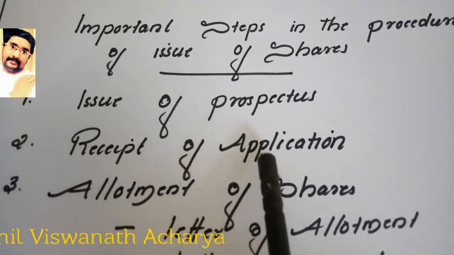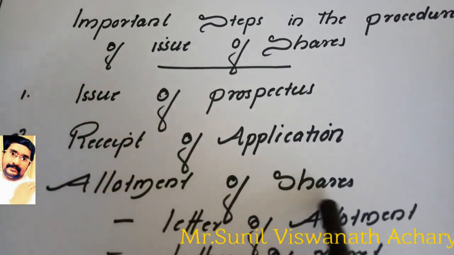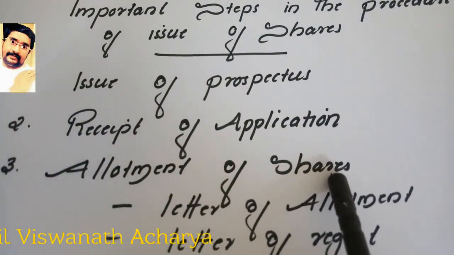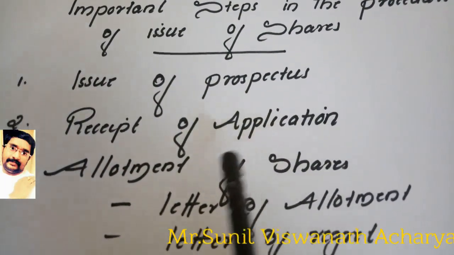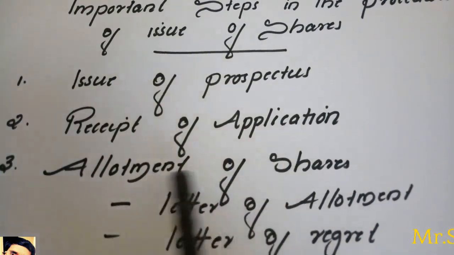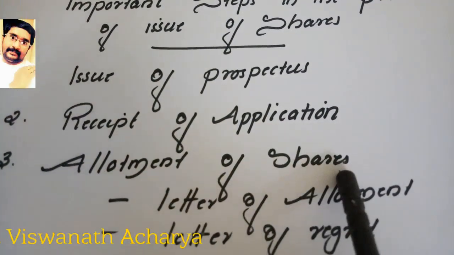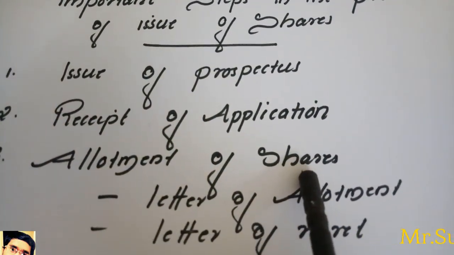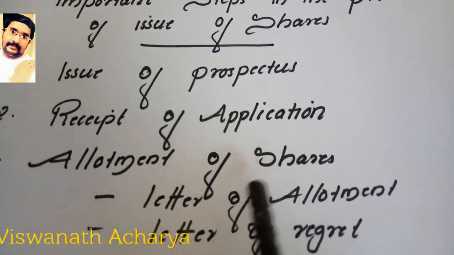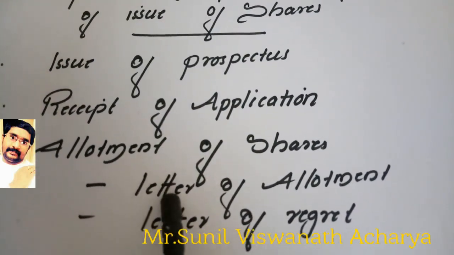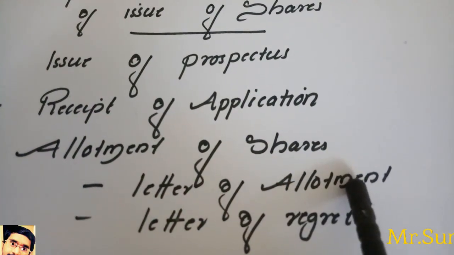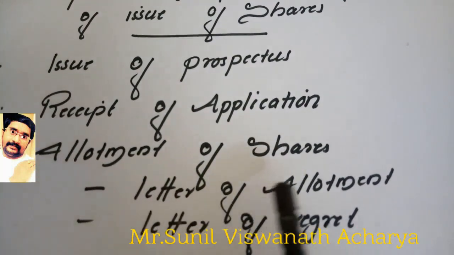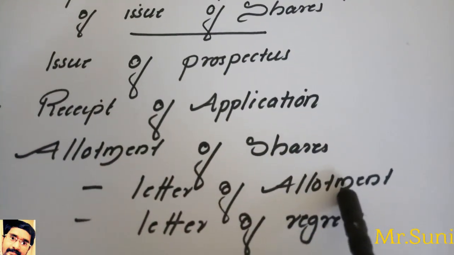Then only, what will the company do? The company will give the shares to the shareholders. That process we call allotment of shares. So after applications are received, if the minimum subscription is satisfied, the company will allot the shares to the public. That is known as allotment of shares. At the time of allotment, the company will send a letter of allotment to those who are getting the shares. That letter is known as the letter of allotment.